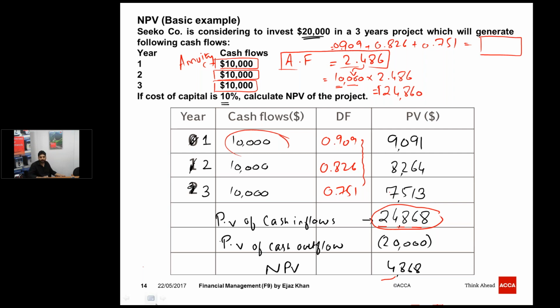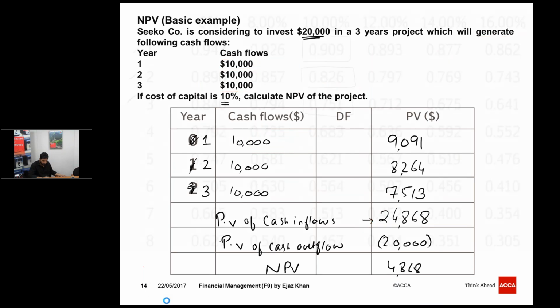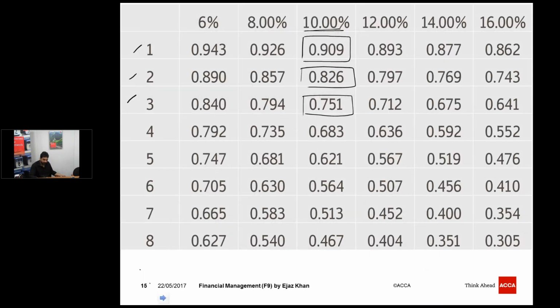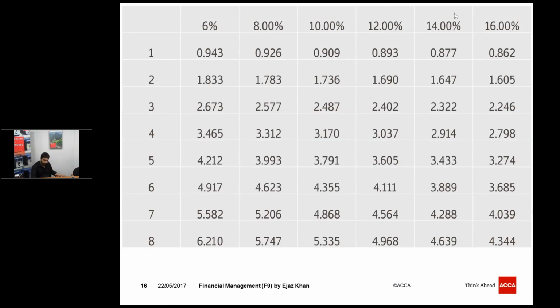Yes. In the exam, you will be given a table. On one side, you will have the present value of $1, that is the individual discount factors, 0.909, 0.826, 0.751. And on the other side, you will get the sum of the discount factors, that is the table for annuity factors. Let me show you what it looks like. So this is how the annuity factor table will look.